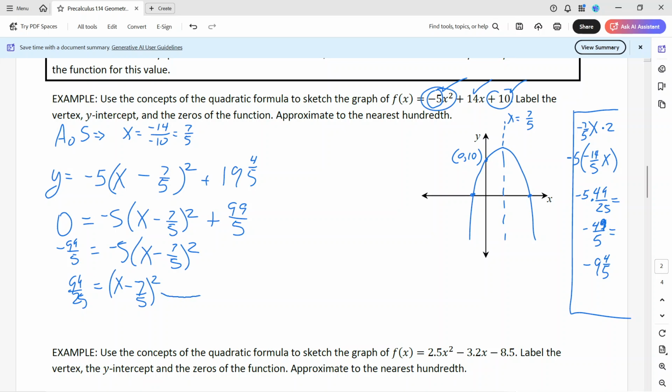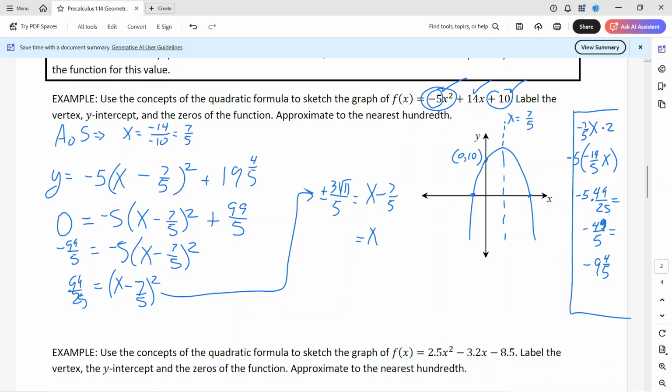So I'm going to take the square root over here. The square root of 99/25. Well, the square root of 25 is 5. 99 is 9 times 11. The square root of 9 is 3. The square root of 11 won't simplify. Don't forget the plus minus. Equals x minus 7/5. Now add the 7/5 to the other side.